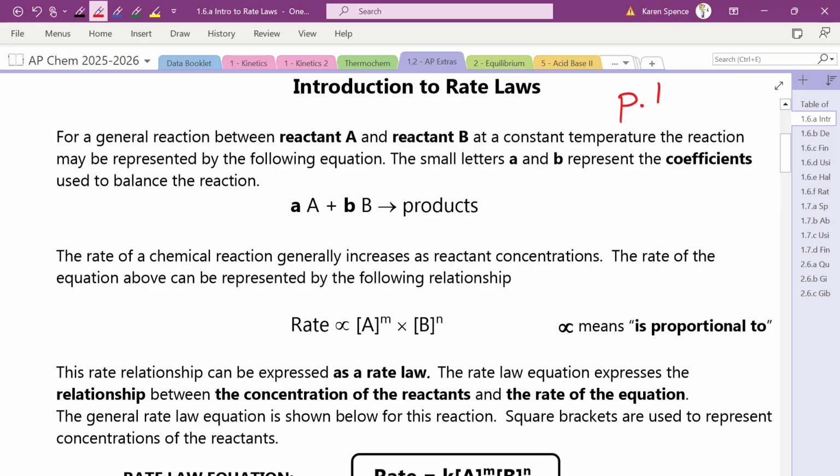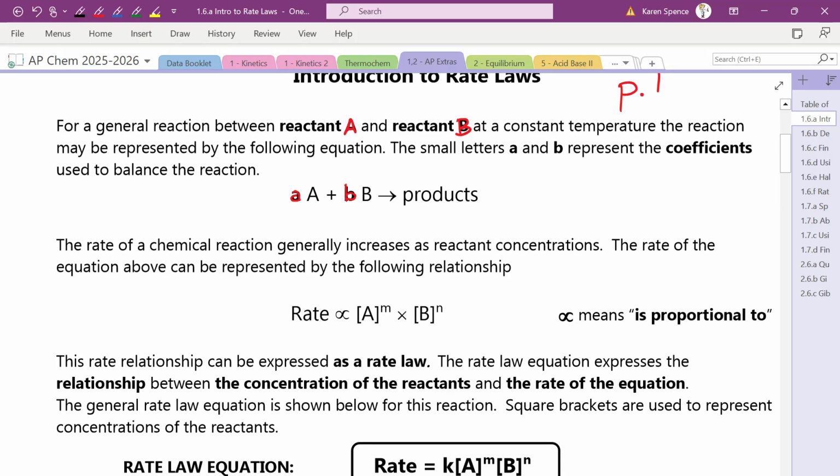For a general reaction between reactant A and reactant B at a constant temperature, we can represent the small letter a to be the coefficient of reactant A and the small letter b to be the coefficient of reactant B. So A plus B gives products.